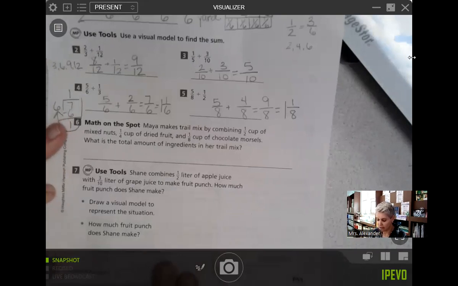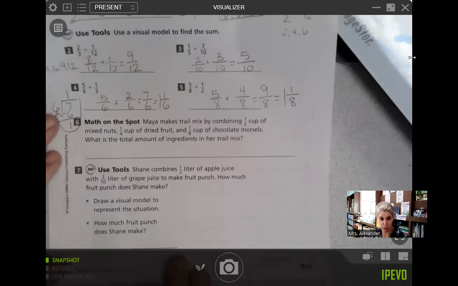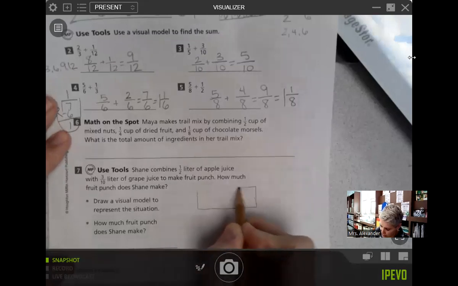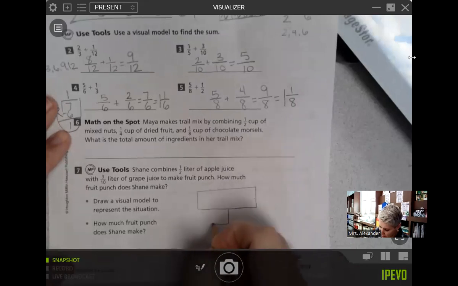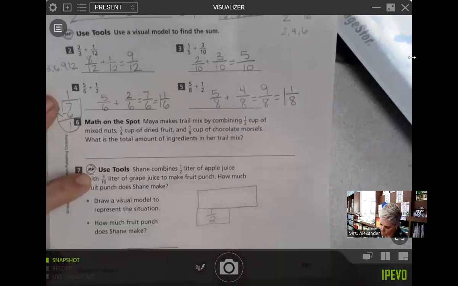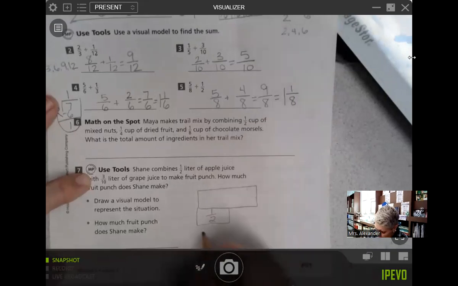Shane combines 1/2 liter of apple juice with 3/10 of a liter of grape juice to make fruit punch. How much fruit punch is he making? So if we're talking about 1 liter, if I have 1/2 of the liter, that's the apple juice, and then 3/10, how much would 3/10 be? Let's see if I have 1/2 plus 3/10.